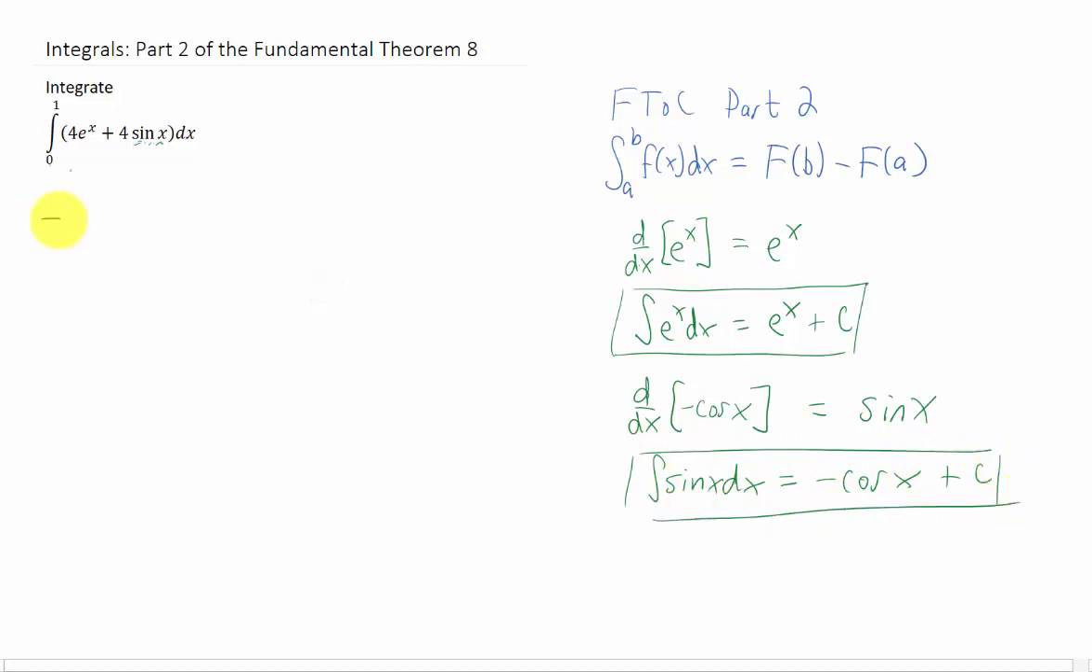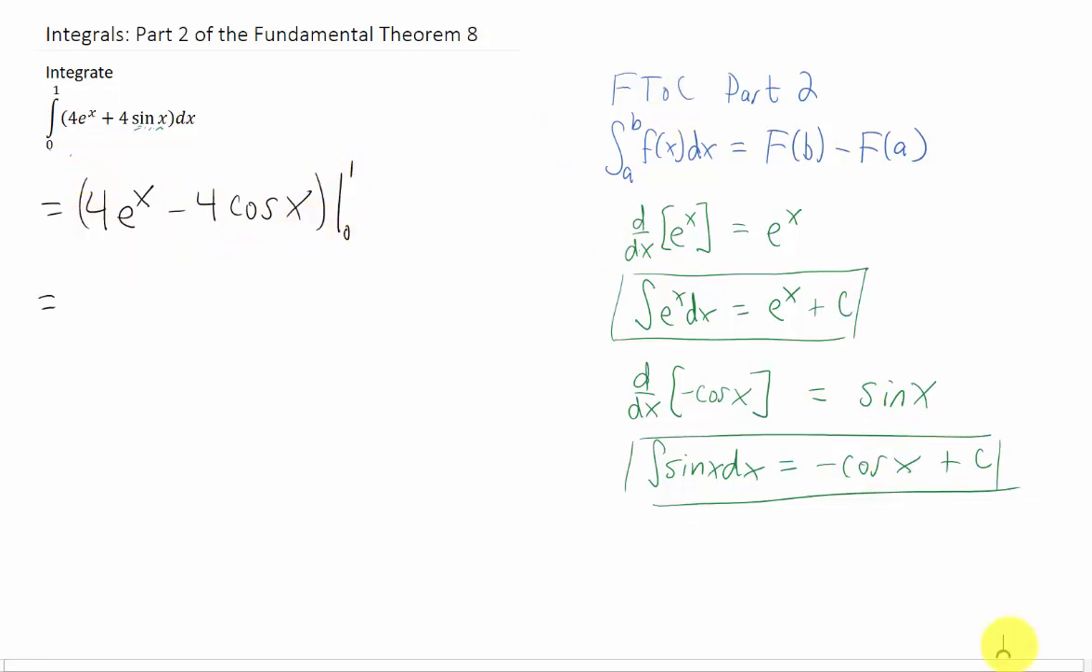Well, let's use those two facts right now. If we want to find the integral of 4e to the x, it is just going to be 4e to the x because of this rule right here. If we want the integral of 4 sine of x, we can use this rule right here, which says that the integral of sine of x is negative cosine of x. So we'll pull the 4 out. I'll put the negative on that term there. And this is a definite integral, so we're going to evaluate it between 0 and 1.